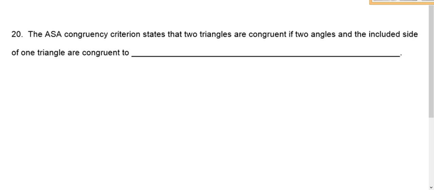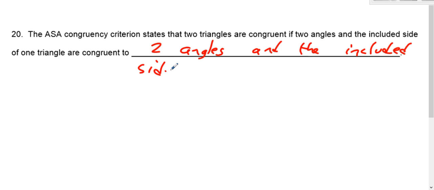Angle-side-angle congruency states that 2 triangles are congruent if 2 angles and the included side of one triangle are congruent to 2 angles and the included side of the other triangle.